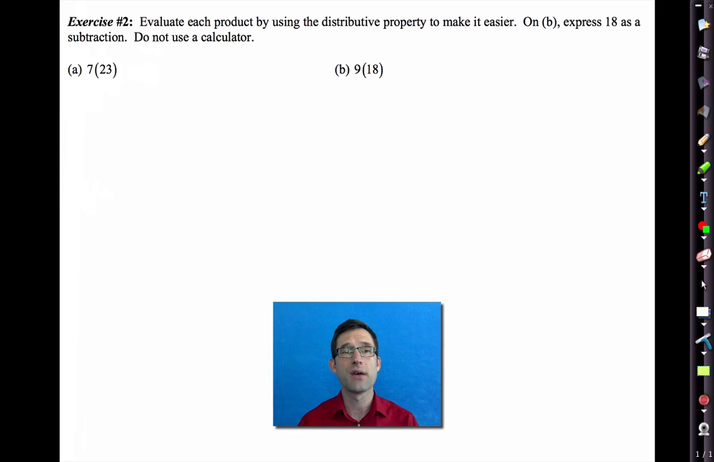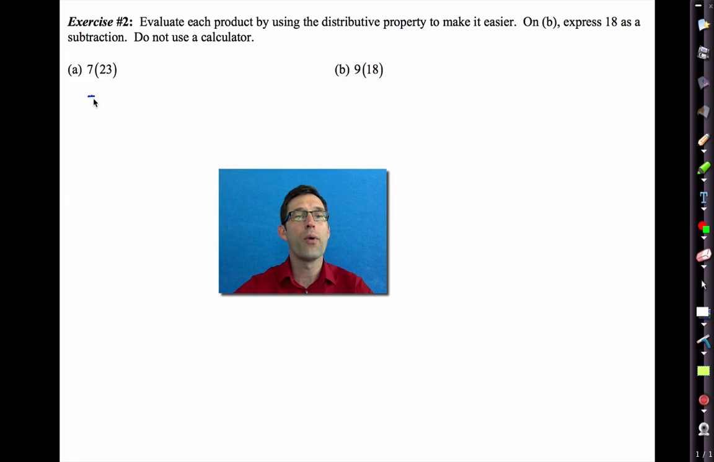I have a 9-year-old son, Max. I have a 6-year-old daughter, Evie. Either one of them could do these problems using a calculator. So what I'm asking you to do is be better than a 4th grader, right? Don't use the calculator on this.